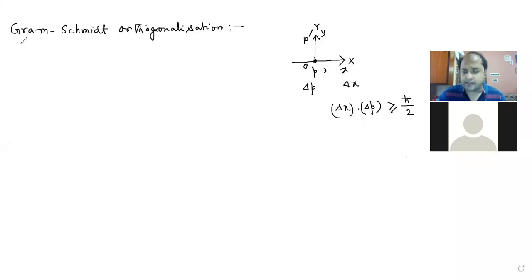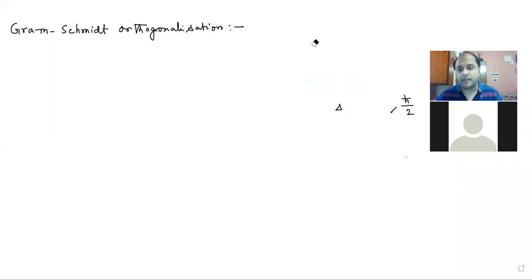In computer science, the Gram-Schmidt orthogonalization process plays a very vital role here and there. But since I'm not acquainted with all your subtopics, I'm not able to tell you in which particular subtopics you will find it. But you can always look for it in the different subjects that you learn or are going to learn. Okay, so with this motivation, I'm going to start the Gram-Schmidt orthogonalization process.